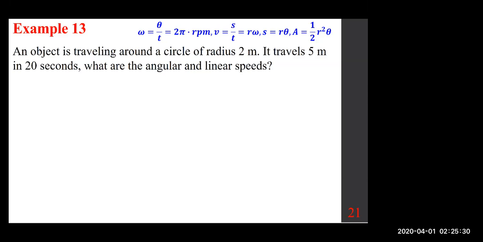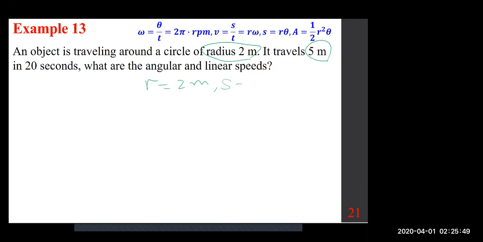An object is traveling around the circle of radius 2 meters. So that's the radius. It travels 5 meters. That's S. Over the course of 20 seconds. That's 20.